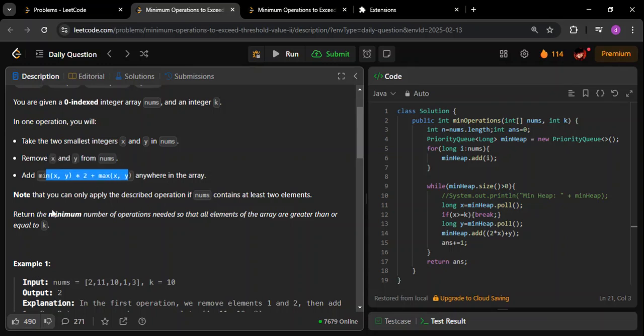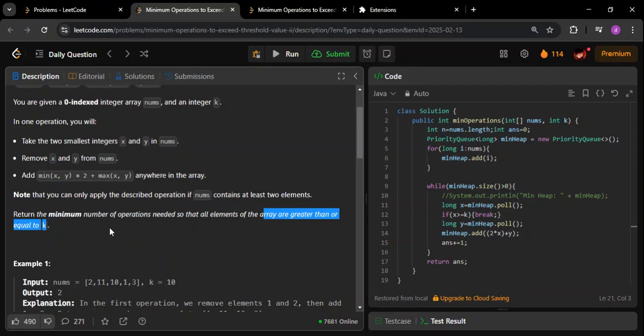That makes sense. Return the minimum number of operations needed so that all the elements of the array are greater than or equal to k. So basically you are supposed to do this operation till all the elements present in that particular array are greater than or equal to k. That is going to be the stopping condition.